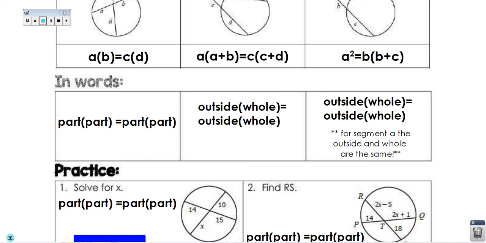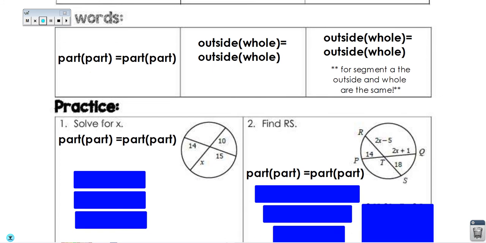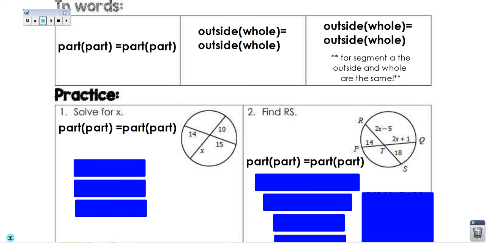Remember, you can always pause this at any time when you need to write things down. At the beginning of every single problem in our practice, I wrote down what formula you should be using. So number 1, we're going to use part times part equals part times part. See if you can set that up.